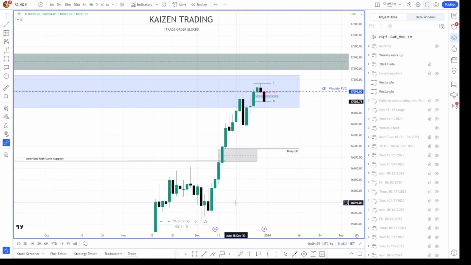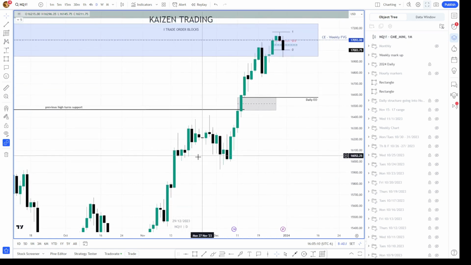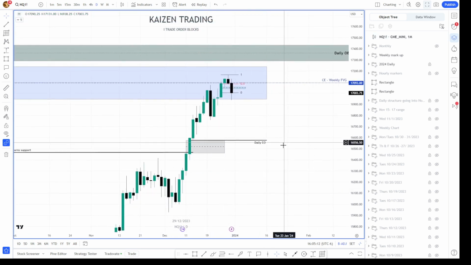So just knowing how price action works can be very helpful. Again, all these wicks into the fair value gap. What do we get before the move up? Candle bodies into the fair value gap. That's institutional order flow. So make sure you pay attention to things like that.